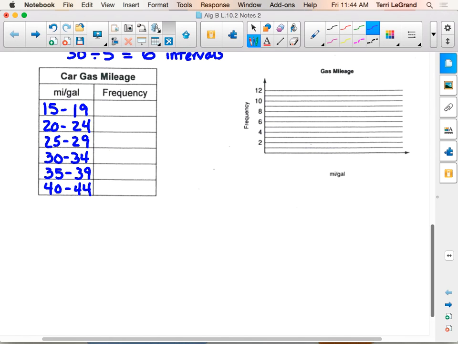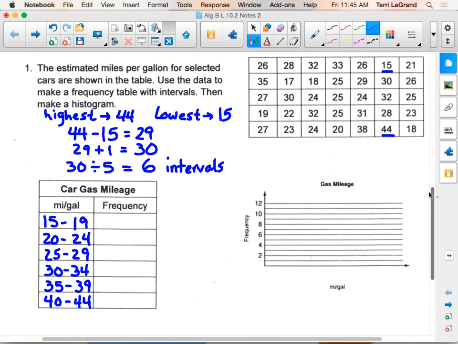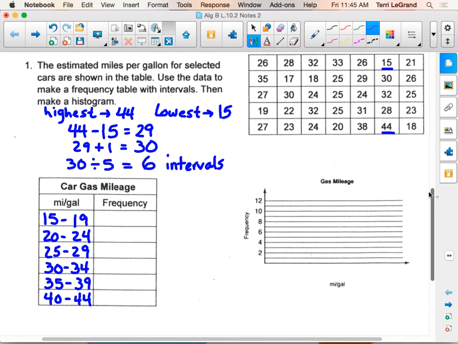Now, you may not always be able to get it to come out exactly like it starts with the lowest number and ends with the largest number, but you have to make sure that they are equal intervals. So if we would have needed to go to 45, we would have gone to 45 even though there wasn't a 45 value. We have to have equal intervals. That's what's important. Now we have to figure out how many of them fall in each interval.